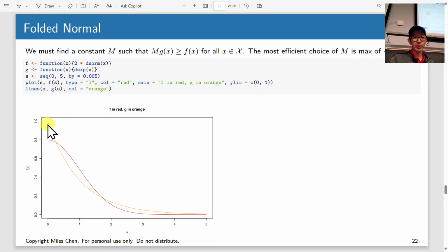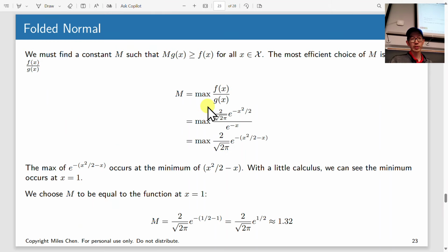All right, so we need to find a ratio, a value of m, such that when I multiply m times the yellow line or the orange line, it's always going to be greater than the red line, okay? And so we need to figure out this value m so that when I do m times g of x, it's always greater than f of x. And so the most efficient value to use there is to find what is the maximum value of f divided by g. Okay? So f of x has this PDF, and g of x has this PDF, okay?